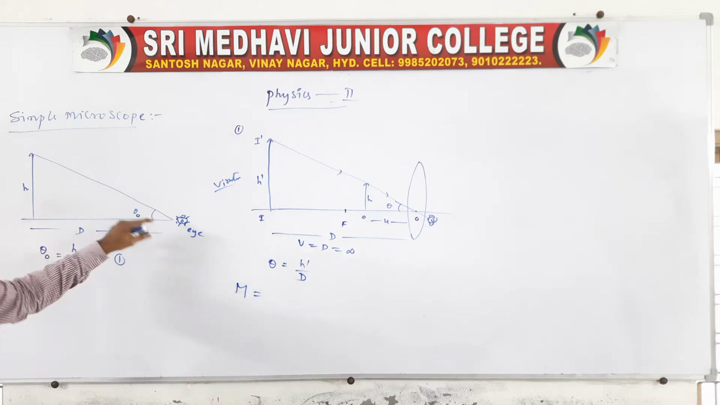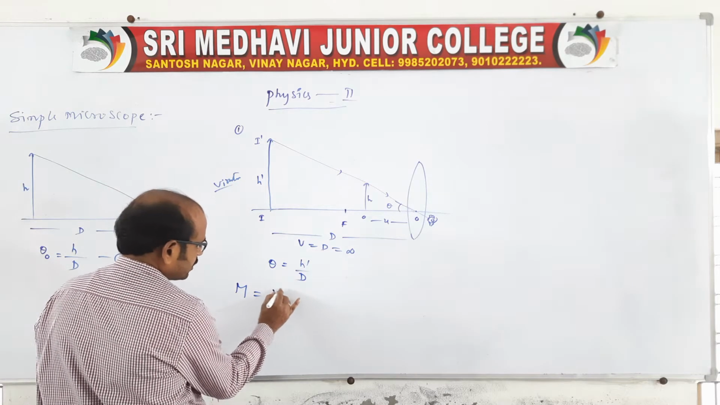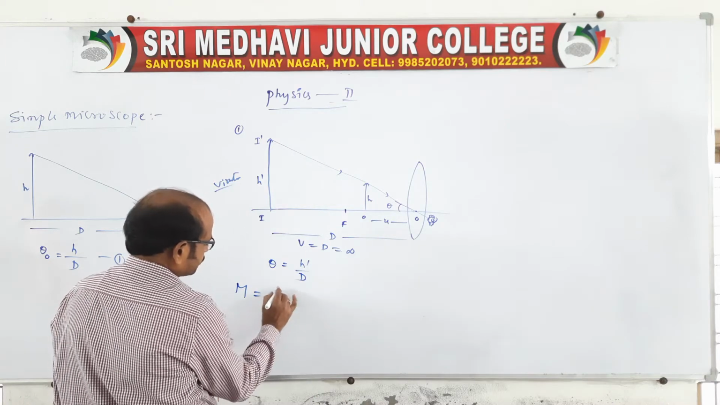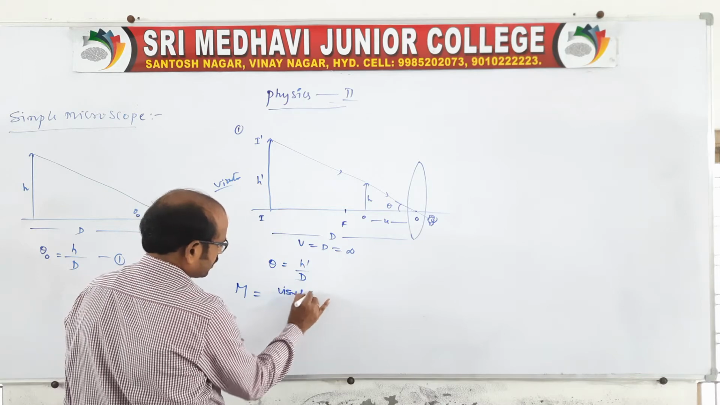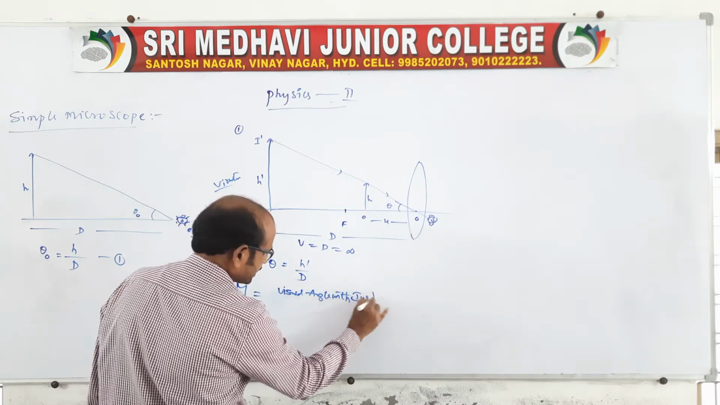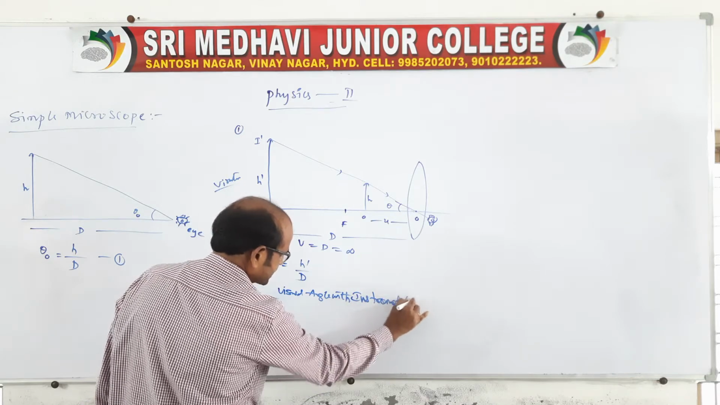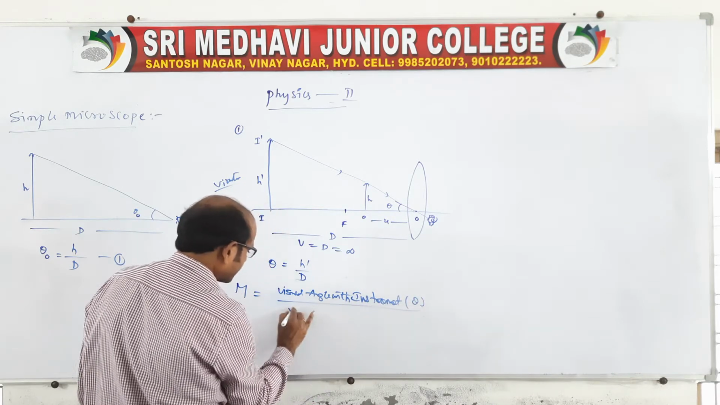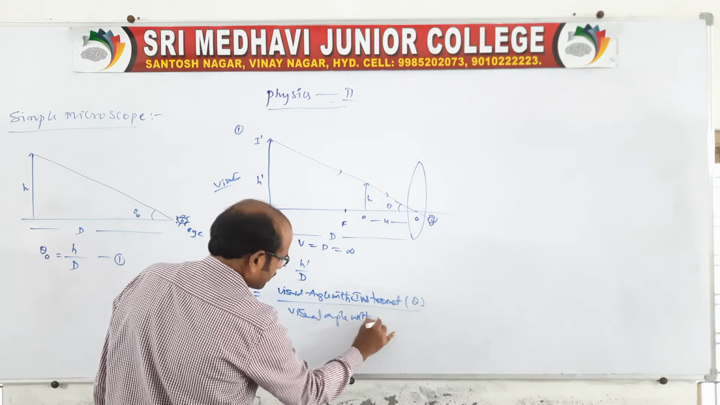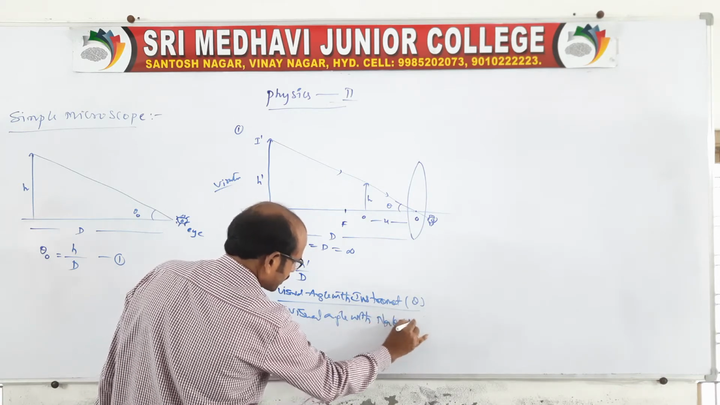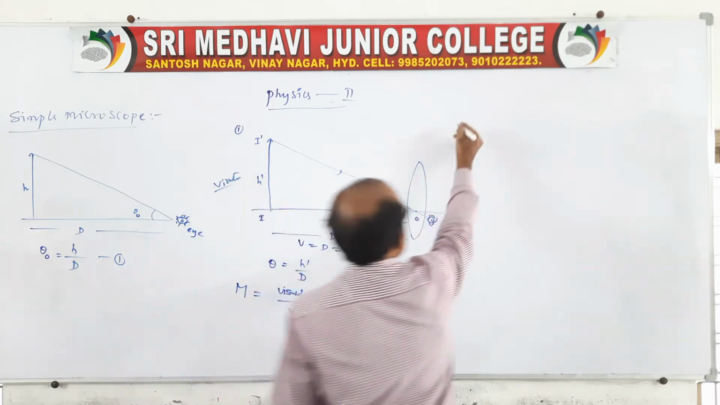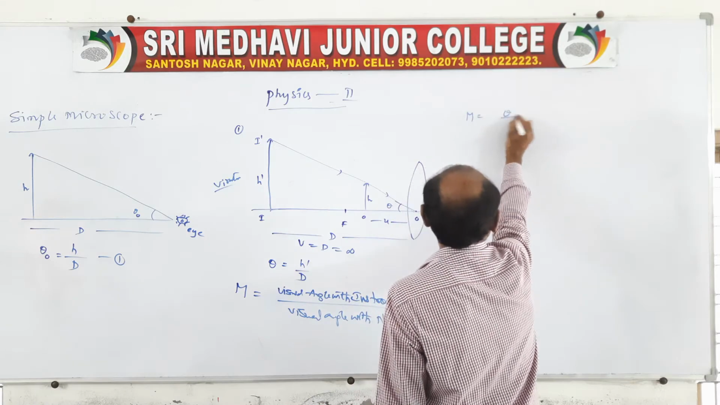So we can write it like this: visual angle with an instrument, theta, by the visual angle with the naked eye. So that is we can say theta naught. So here we know capital M is equal to theta by theta naught.